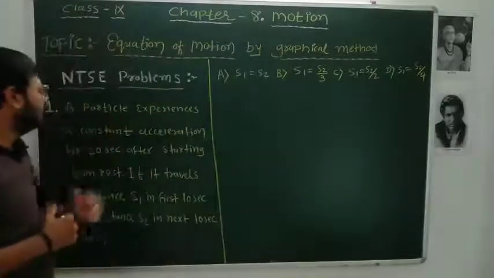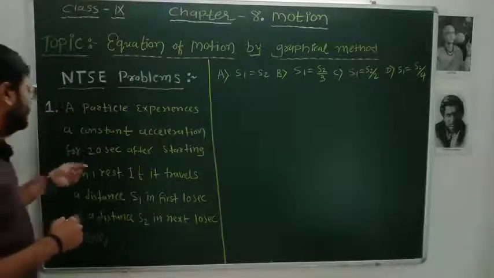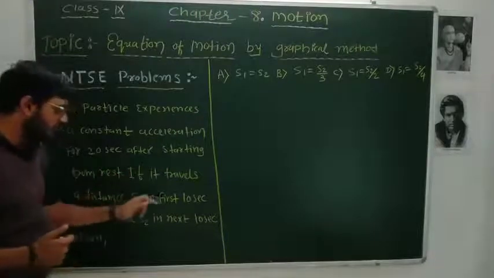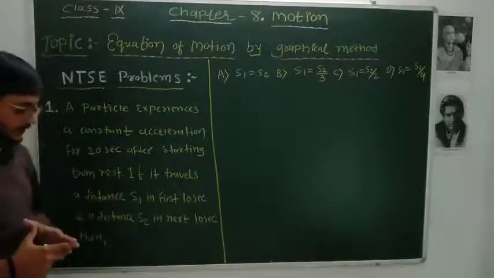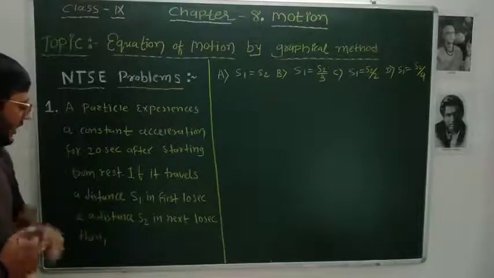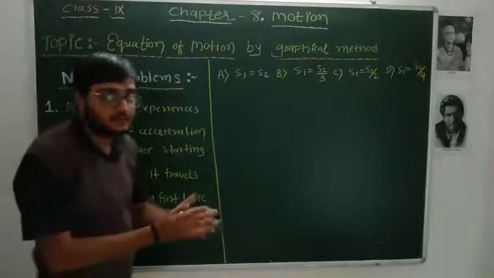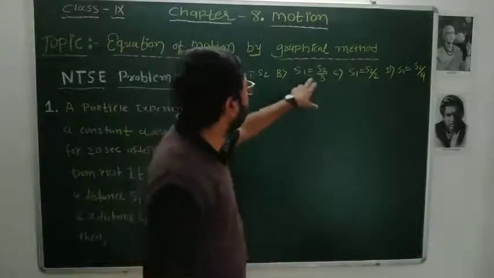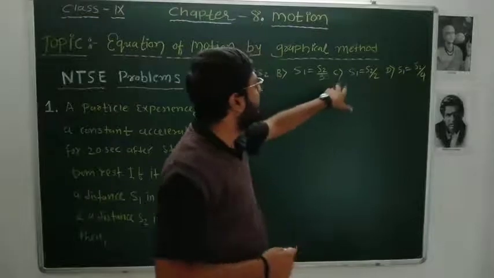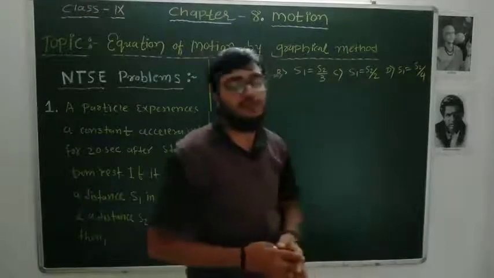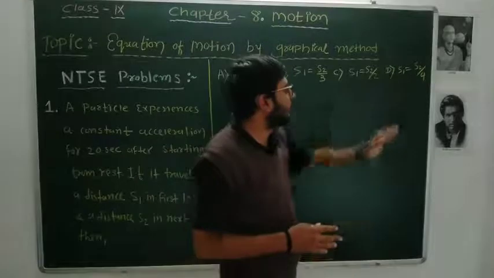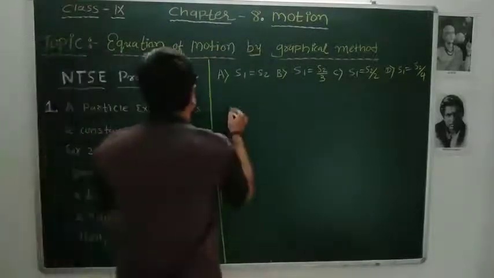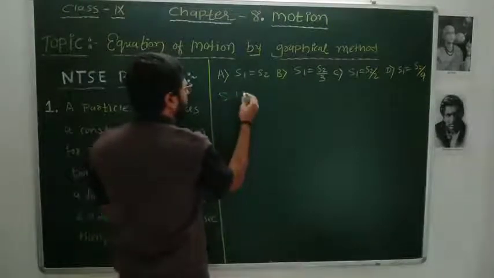A particle experiences a constant acceleration for 20 seconds after starting from rest. If it travels a distance s1 in the first 10 seconds and a distance s2 in the next 10 seconds, then what will be the answer? Option A is s1 is equal to s2. Option B is s1 is equal to s2 by 3. Option C is s1 is equal to s2 by 2, and option D is s1 is equal to s2 by 4. So we try to solve this sum. Solution.